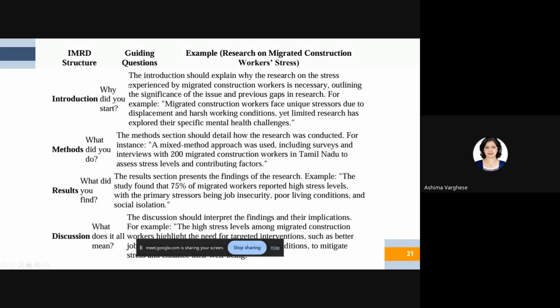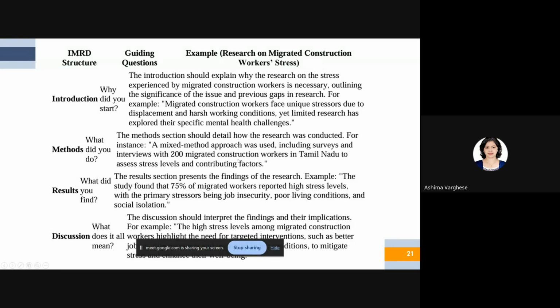Okay. Now, when I talk about the methods, what did you do means all the things which you have performed during the conduct of your PhD survey, you need to mention in the methods section. This section should detail how the research was conducted. For instance, a mixed method approach was used, either qualitative, quantitative, or whatever method you have used, you need to include that. What should also be included? How you have conducted it, either through surveys, questionnaires, and interviews.